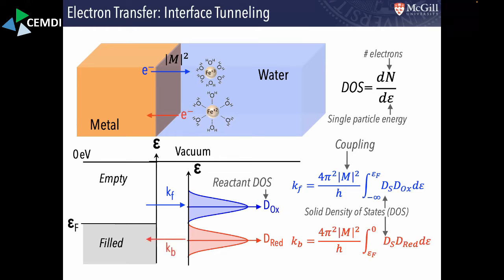Okay, so the point is that we can get a reaction rate from all of these concepts, and a reaction rate that matches experiments, as we'll see shortly. So there's a rate, what we call a forward rate, where we take electrons off the solid and put them in the oxidized state, and a backwards rate where we remove electrons from here and they go to an empty state in the solid. So there's a forward and backwards rate.